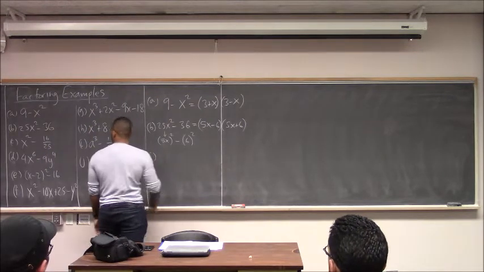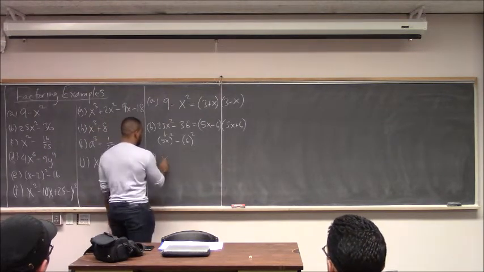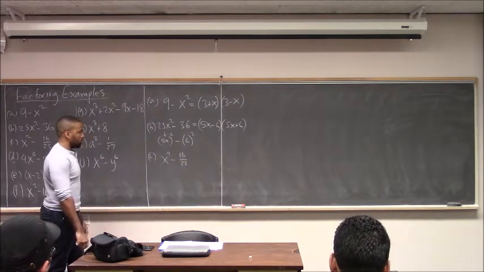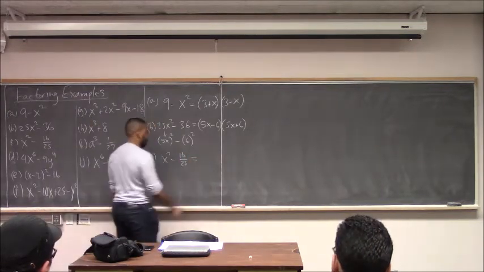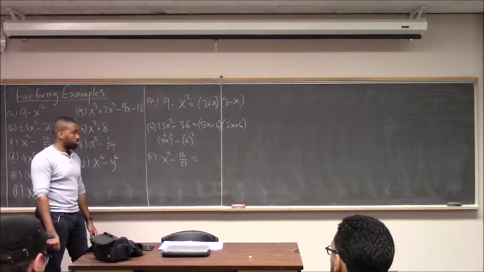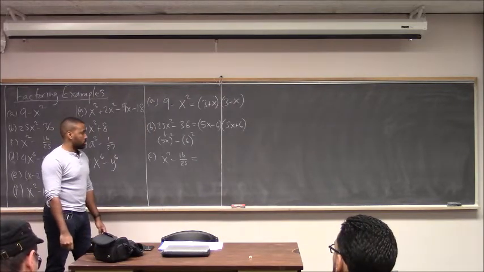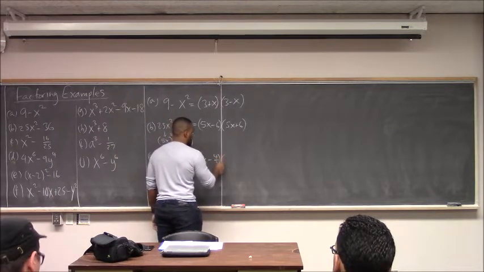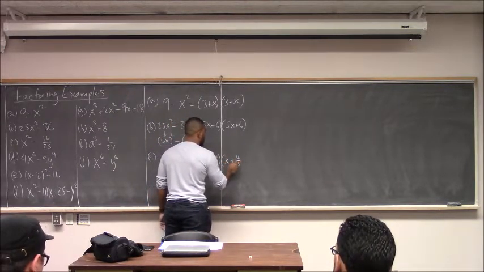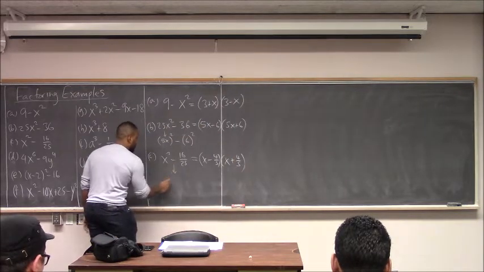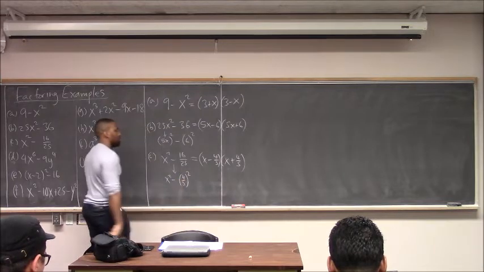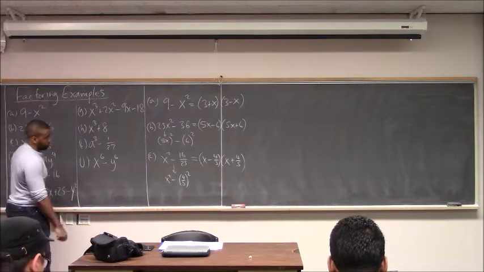C. What would that factor to? x minus 4 over 5, x plus 4 over 5. Again, you want to just think of this as x squared minus 4 over 5 all squared, and apply the difference of squares.